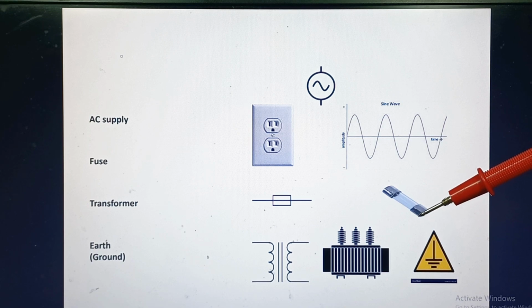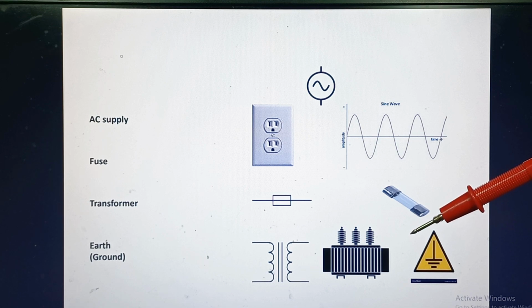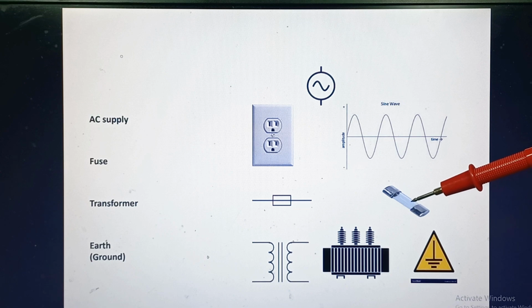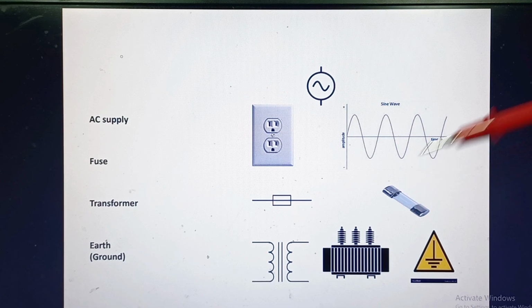The fuse contains a piece of wire that melts easily if the current exceeds the current rating of the fuse wire. The wire heats up until it melts and breaks the circuit. It also acts as a barrier between the electric circuit and the human body. It is a kind of safety device for protection of the human body and electrical circuits when short circuiting occurs.